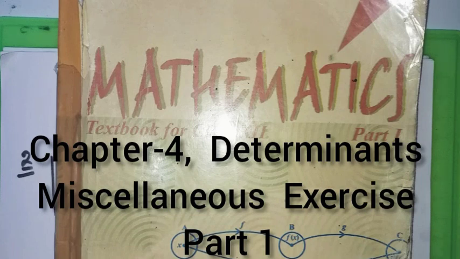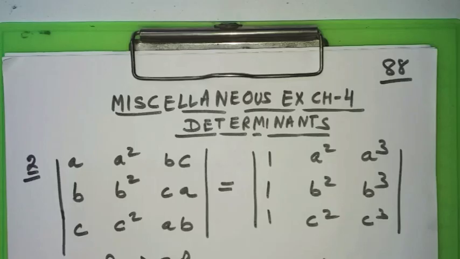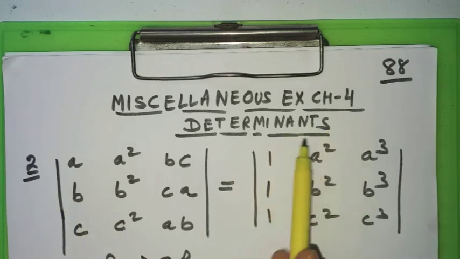We are continuing with chapter 4, determinants, syllabus of mathematics, and today we are discussing a few questions of the miscellaneous exercise on determinants. Question number 2 of the miscellaneous exercise on chapter 4, determinants.